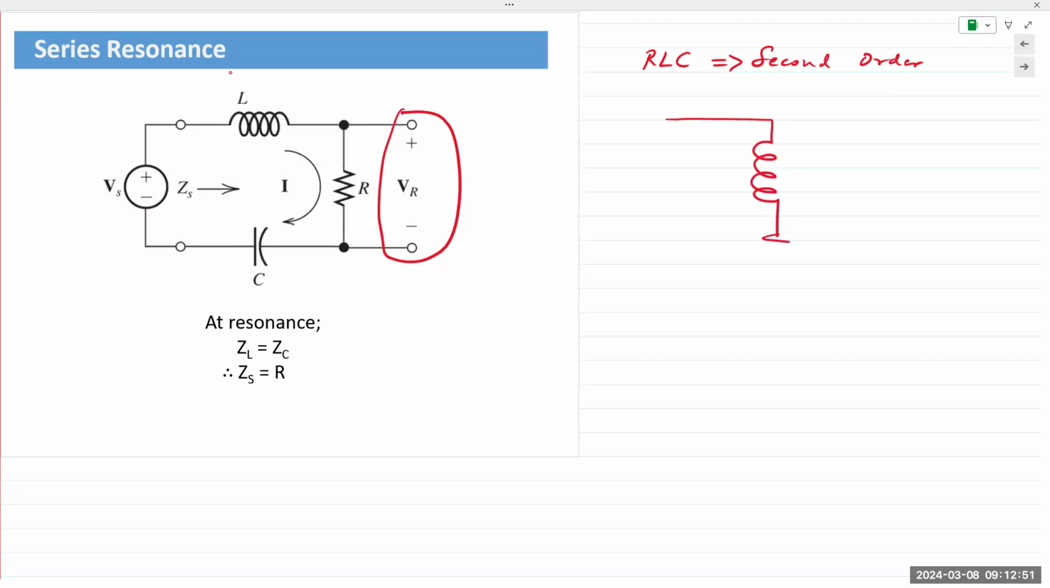We have an inductor, we have a resistor, and we have a capacitor. Okay. We won't do any circuit analysis on this, but we will go over the concepts and the equations. Okay. So this is Vs or Vin, source voltage. This is the inductor, resistor, and capacitor.